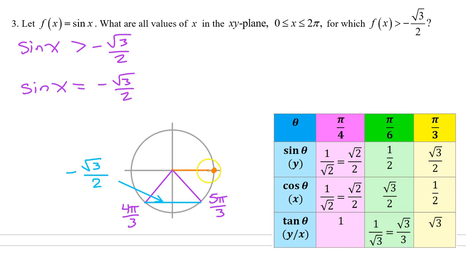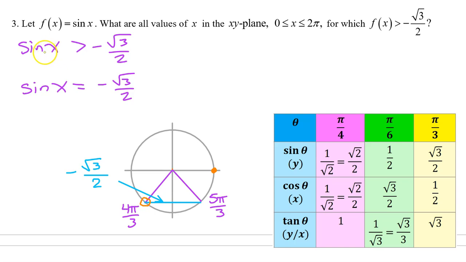So now we continue to rotate, and we still have solutions happening because the endpoint is still above the light blue line. The vertical displacement as I rotate is greater than negative radical 3 over 2, all the way until I get to here. At 4 pi over 3, the vertical displacement is exactly negative radical 3 over 2. Should this endpoint be included in the solution set? I'm going to show that the endpoint should not be included because at 4 pi over 3, the vertical displacement is exactly negative radical 3 over 2.